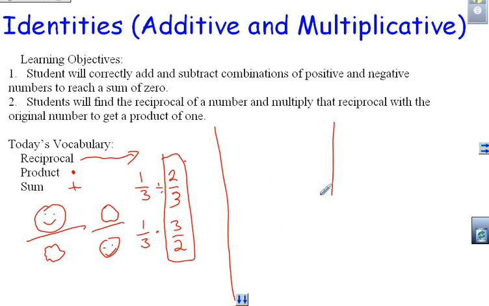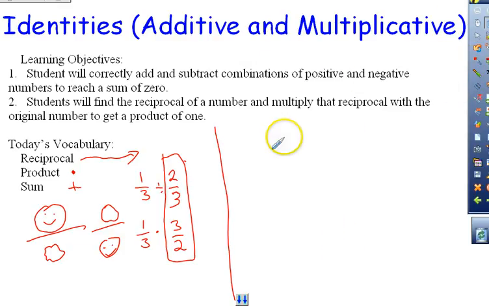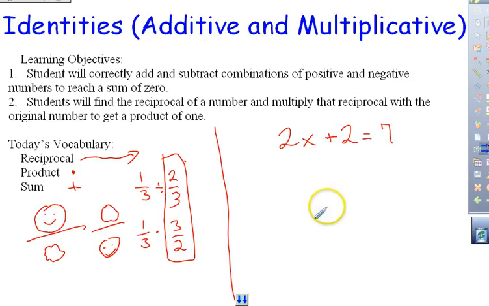Okay. So, let's see. What we're doing is we're leading up to this later this week: solving a 2-step equation. Probably seen this before. So if you've seen this before, what would be the first step to do here? Yeah. Subtract 2. Yes. Subtract 2 on both sides.